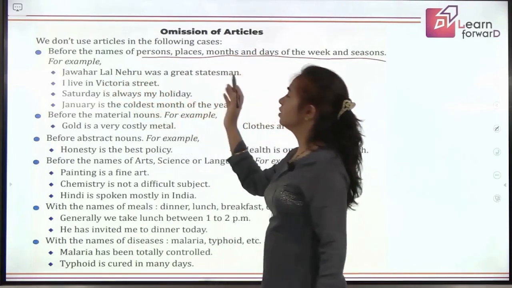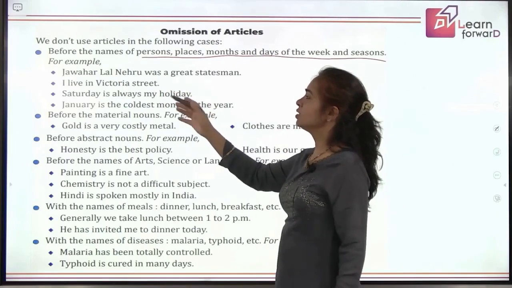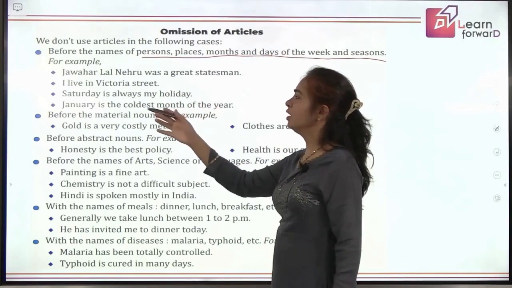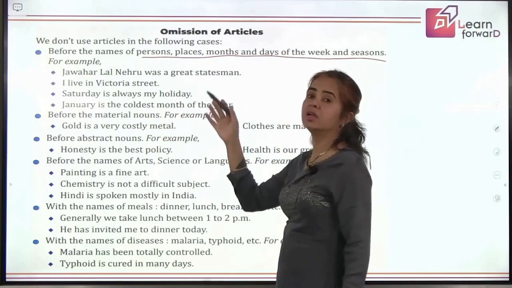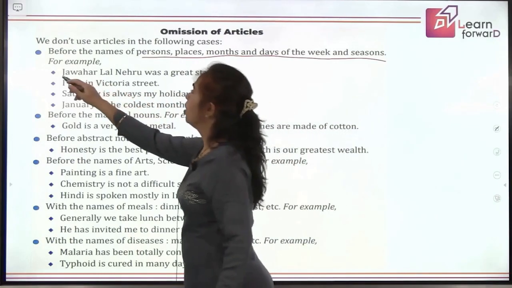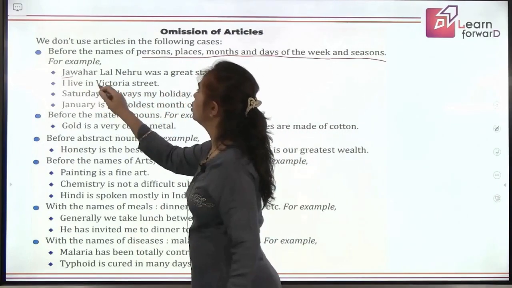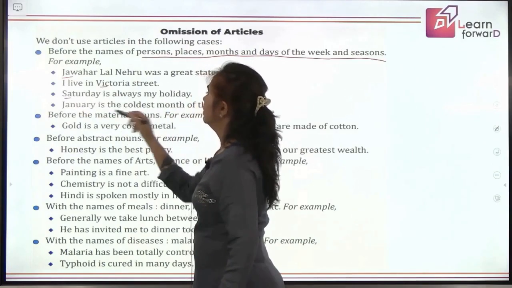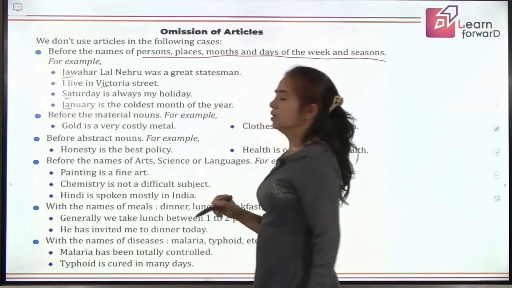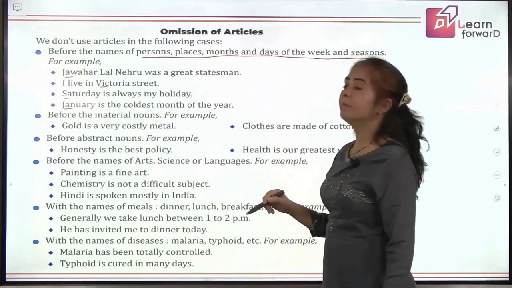Jawaharlal Nehru was a great statesman. I live in Victoria Street. Saturday is always my holiday. January is the coldest month of the year. So can you see, before proper nouns, we are not using any article here. Okay. Next, before the material nouns.